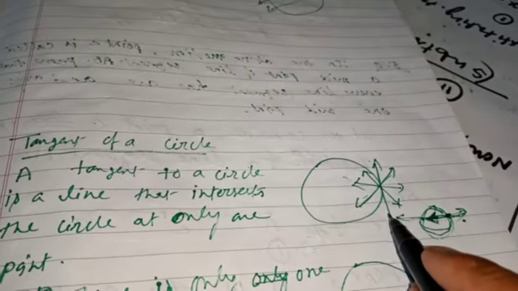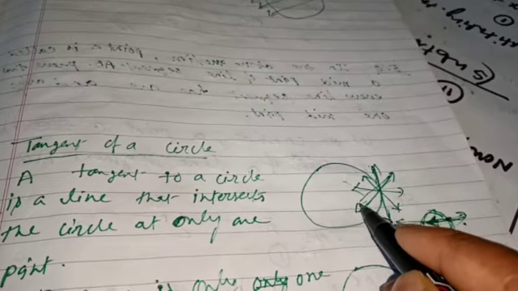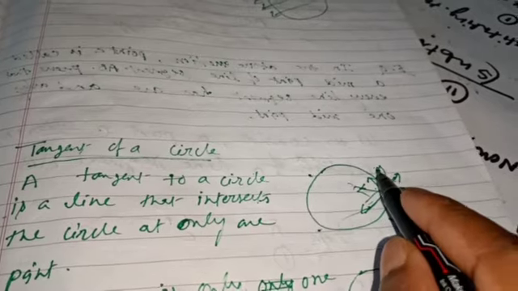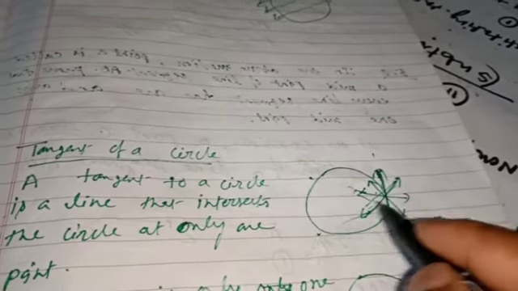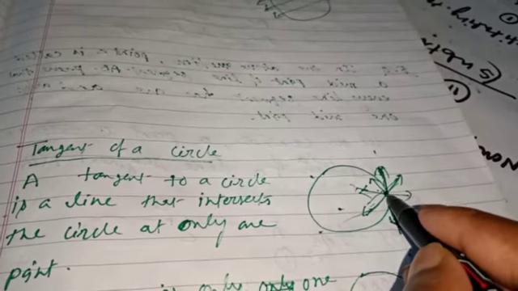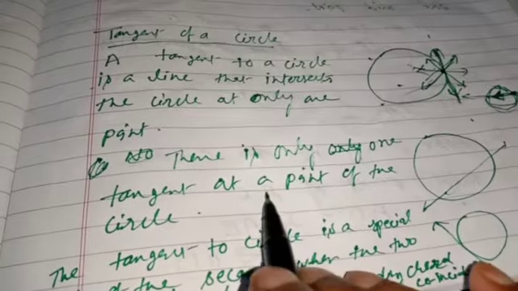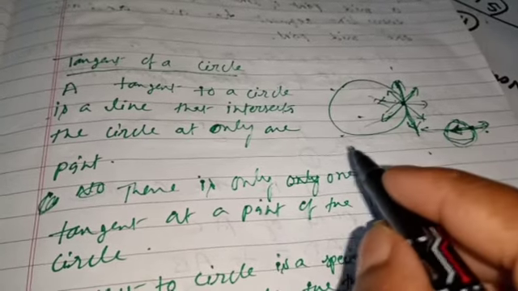So here you can see only one tangent; these others are not tangent. You can extend this one, and this one also, and if you extend this line from this side and from this side, they never intersect the circle again. This means there is only one tangent at a point of the circle. Only one tangent you can draw at a point of the circle.